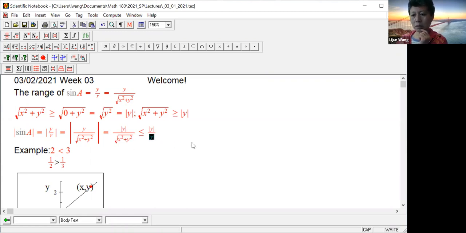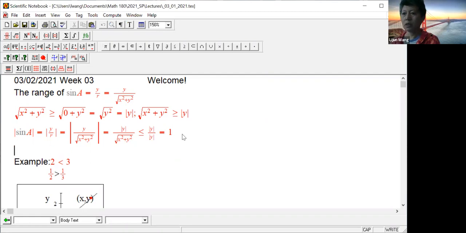You get it? Okay, so now what does this equal to? This equals to one, right? Absolute value y divided by absolute value y is one. And what does this tell us? This tells us the absolute value of sine of A is less than or equal to one. So this tells us the range. This tells the range of sine.